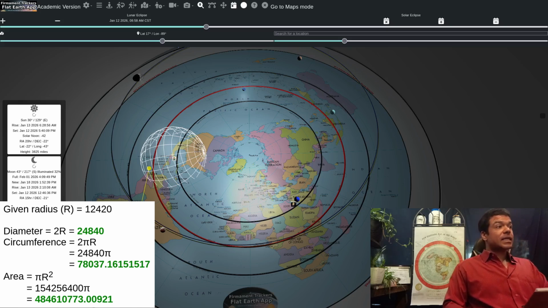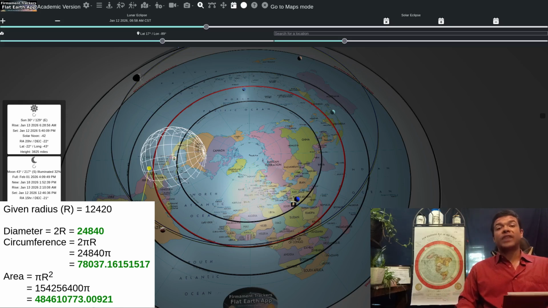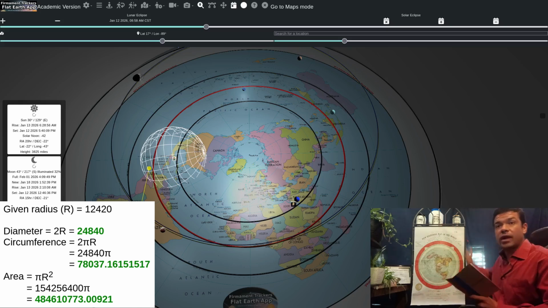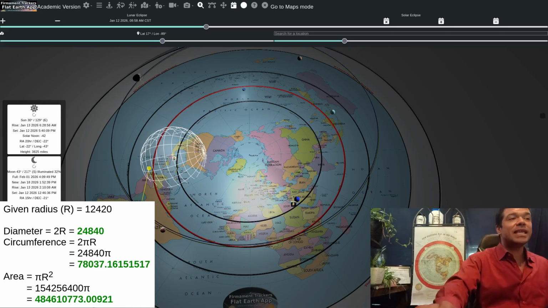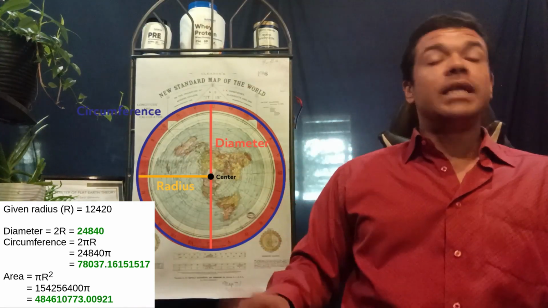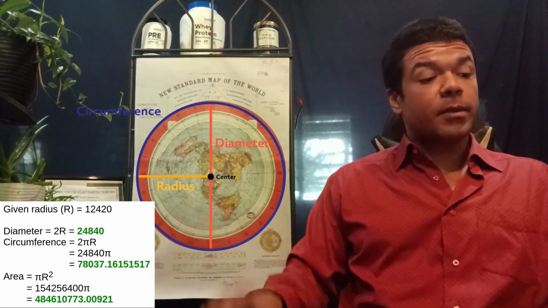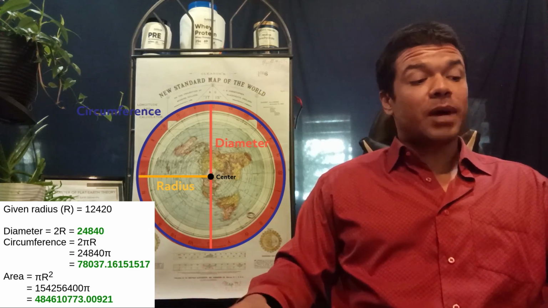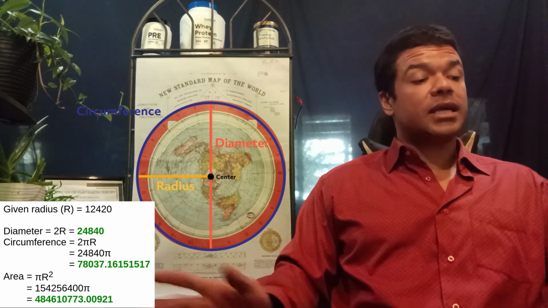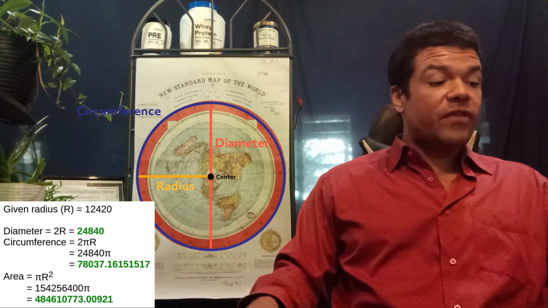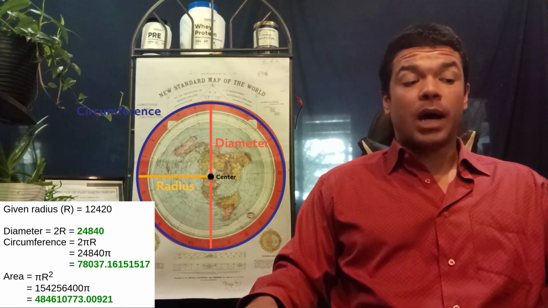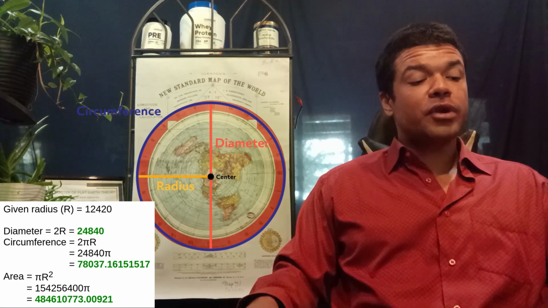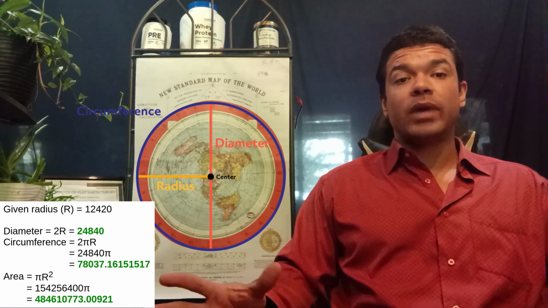Now, the radius is the distance from the North Pole to the South Pole, and we established that that's about 12,000 miles. This then allows us to use the circumference formula to determine that the total distance around our flat Earth is 78,000 miles. Now, we can also use an area formula. For a circle, that's pi r squared, r again being the radius, so 12,000 squared, multiply that by pi. You get about 484 million miles squared.